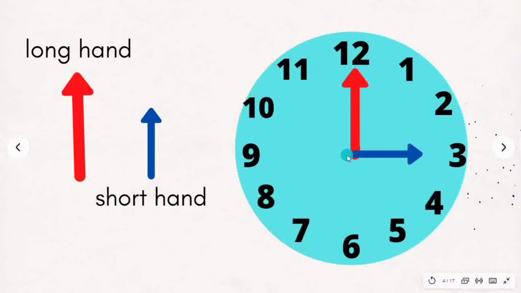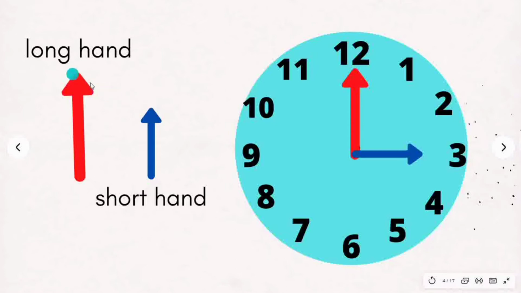I want all of you to call this red arrow the long hand. Repeat after me. Long hand. Alright? And the blue one is called the short hand. Repeat after me. Short hand. As you can see, the red arrow is longer than the blue arrow. Anak panah warna merah lebih panjang daripada anak panah warna biru.